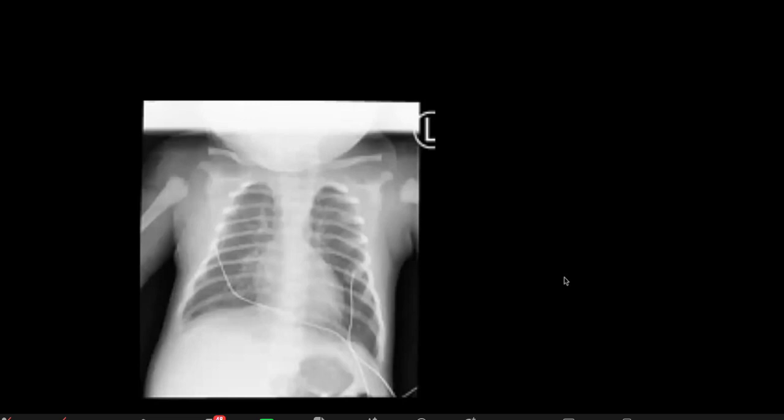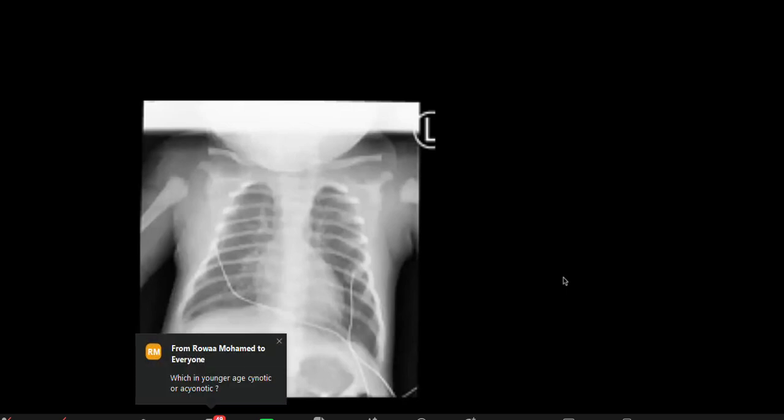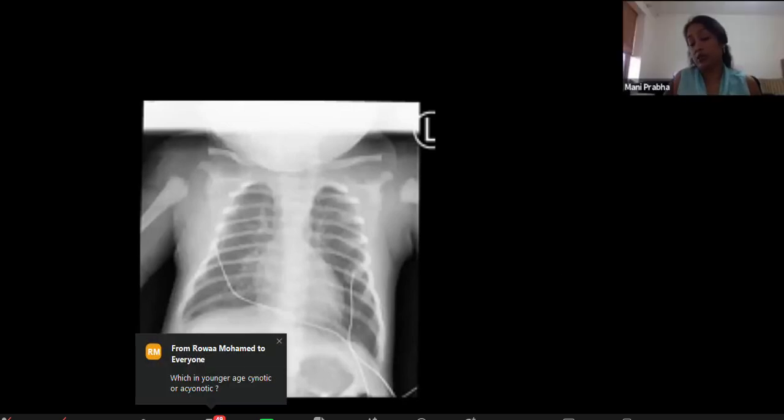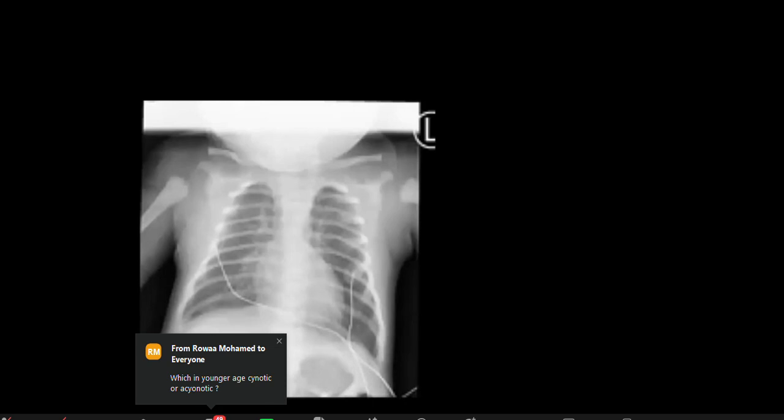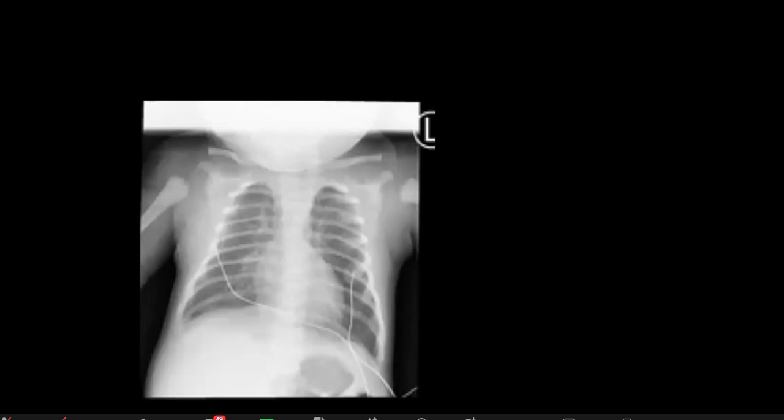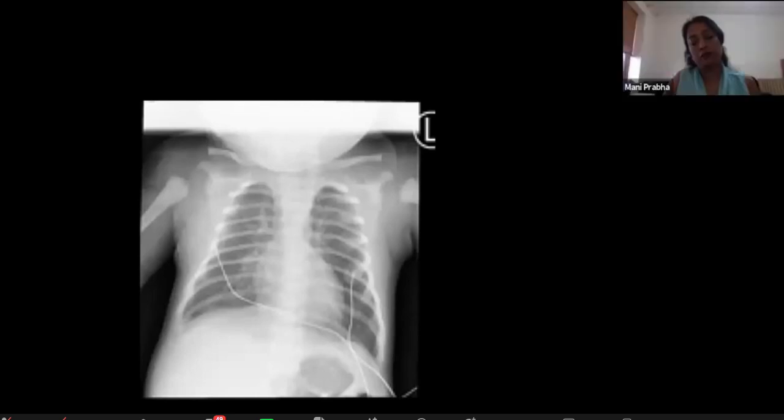May I ask if this is a cyanotic or acyanotic child? That is a very important question, and you have just asked at the correct moment. Yes, it is a cyanotic heart condition. So it's cyanosis with increased vascularity. I think there could be a number of causes. It could be transposition of the great arteries. Yes, that is the one.